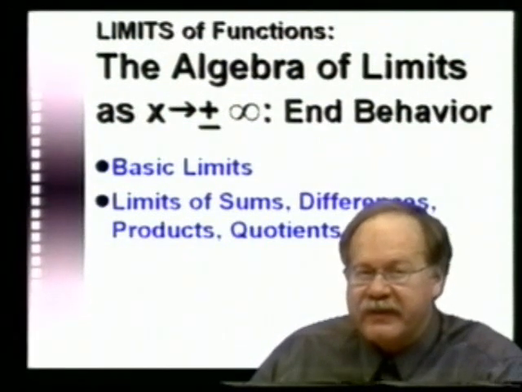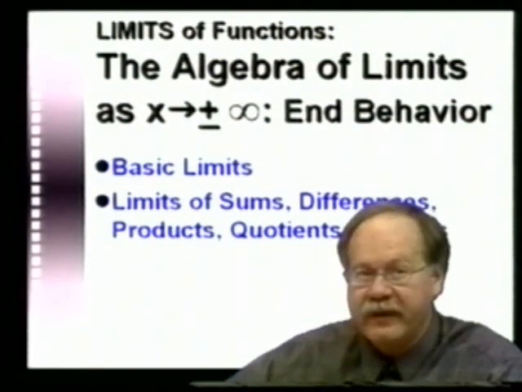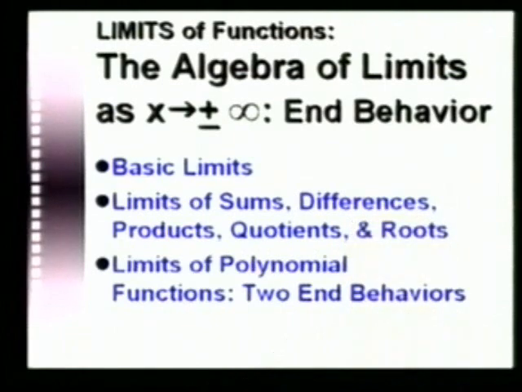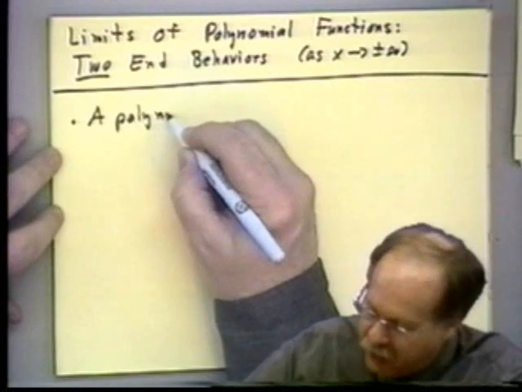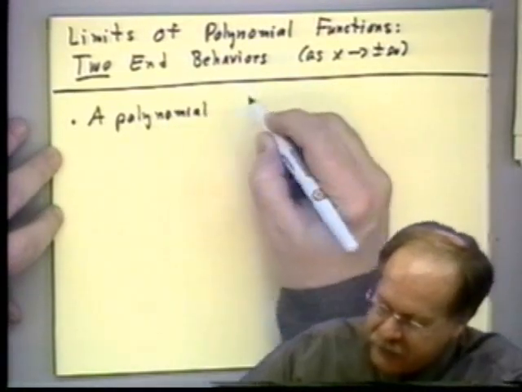Now let's put some of this together and look at the limits of polynomial functions. They have 2 types of end behaviors, and only 2. So let's see what I mean by that. First of all, let's go ahead and write out a polynomial function so we're all talking about the same object.